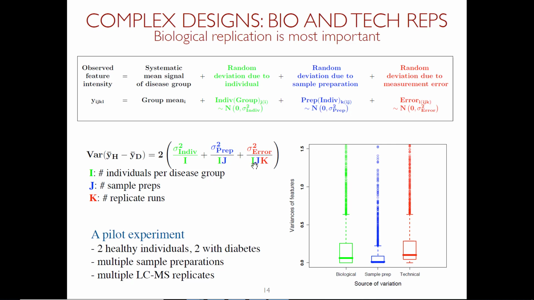For example, for the random deviation due to the measurement error, we divide this by the number of biological replicates, number of technical prep replicates, and number of mass spectrometry runs. So if the only thing that increases is the number of mass spec runs, it will decrease this component of the variation, but it will have no effect on these two components. If we now also increase the number of sample preps, we will reduce this, but we will not affect this component of variation. So the only principled way to really reduce the variation altogether is to increase the number of biological replicates. And this is how we compare different designs.